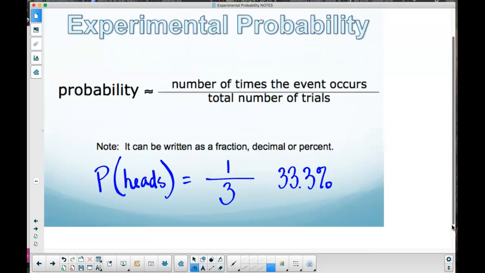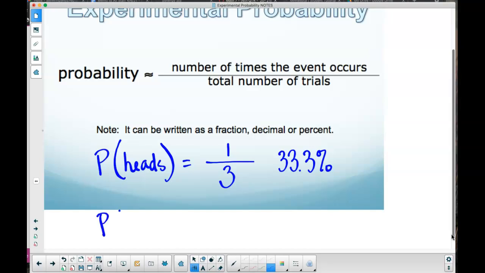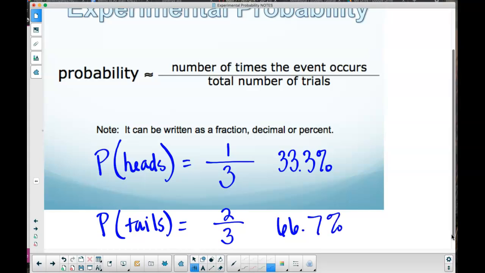Now, what if I said tails? What is the probability of tails? How many times did I get tails? 2 out of 3. So what percent is that? Go ahead, Tyler. 66 point, rounding correctly, 7%. Okay, does that kind of make sense?